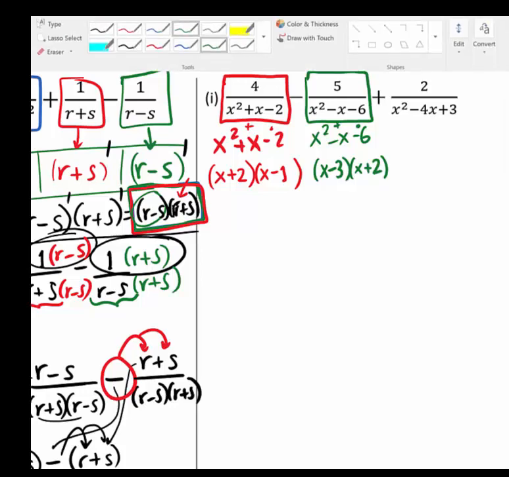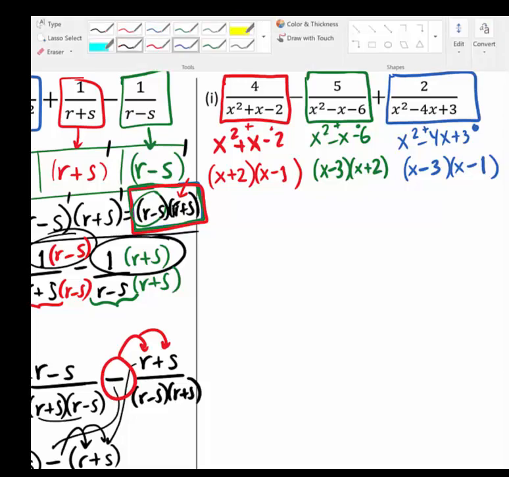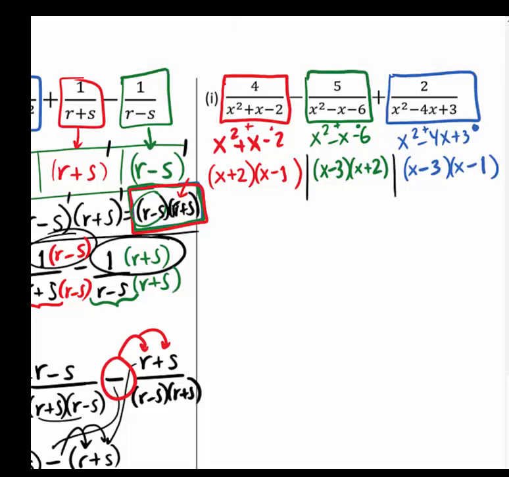And the third guy, 2 over x squared minus 4x plus 3. That one's also a trinomial with leading coefficient 1. So I just need to figure out what numbers multiply to 3 but add up to -4. That would be -3, -1, or vice versa. Since -1 times -3 is 3, and -1 plus -3 is -4. Alright, those are the three factorizations. Now I'm going to look at those three guys and see what that LCD is.